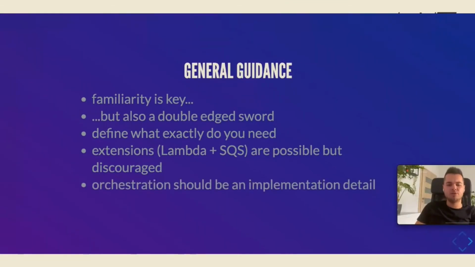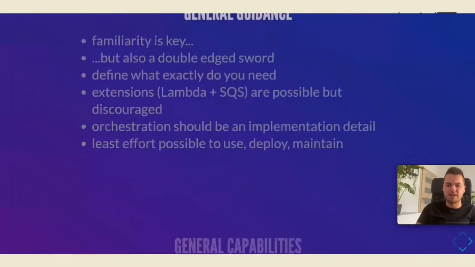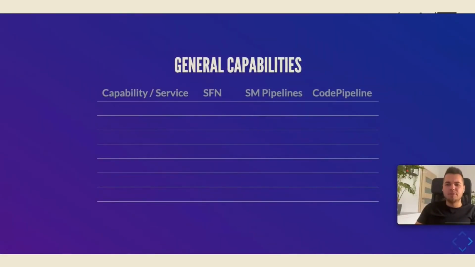But they should be limited to the minimum because we'd like to focus on the business and take an orchestrator that has already implemented those features for us. And it requires not too much effort to use, deploy, and maintain. Here's a general capabilities matrix, starting with SageMaker integration, which is available both in step functions and SageMaker pipelines, and it's out of the question in CodePipeline.